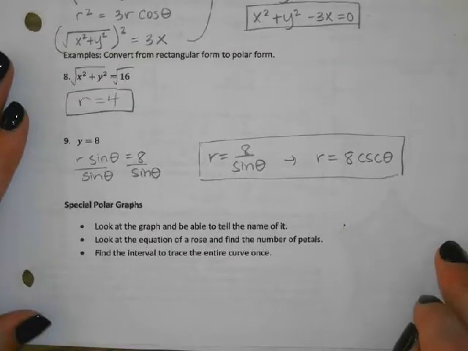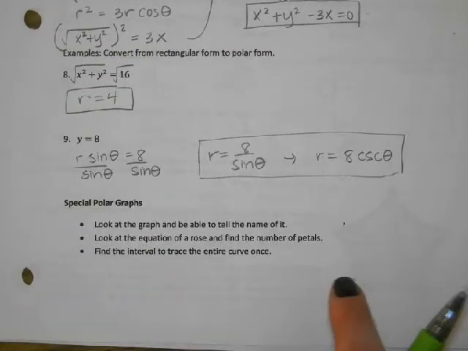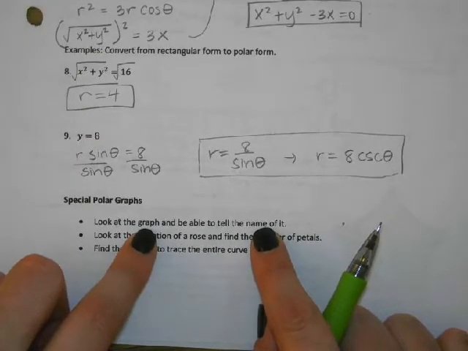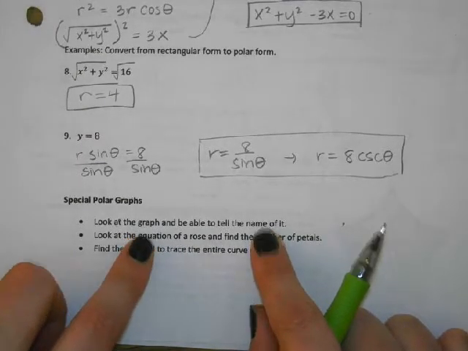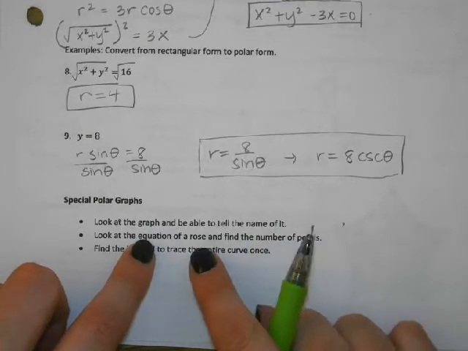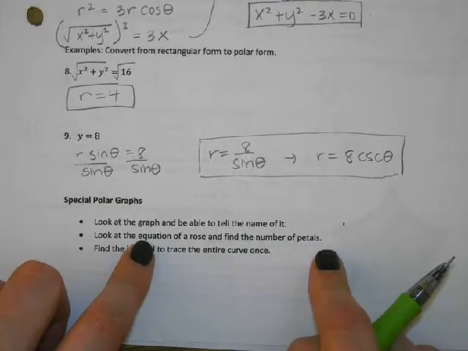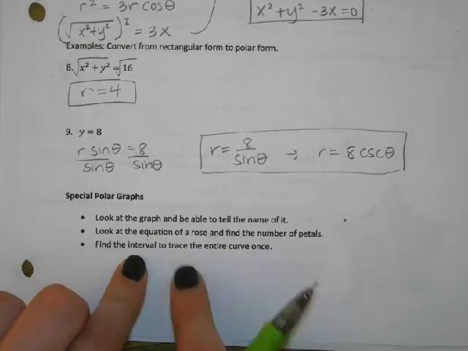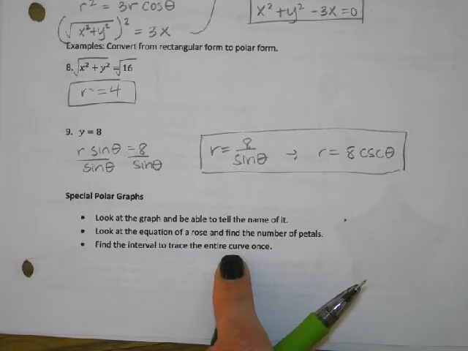When you do the special polar graphs, here's some things that I'm going to want to know. I want you to be able to look at the equation and tell the name of it, or look at a picture of the graph and tell the name of it. I want you to be able to look at the equation of a rose and know the number of petals that it has. Does it have 8 petals? Does it have 3 petals? I want you to be able to know the interval to trace the entire curve once.